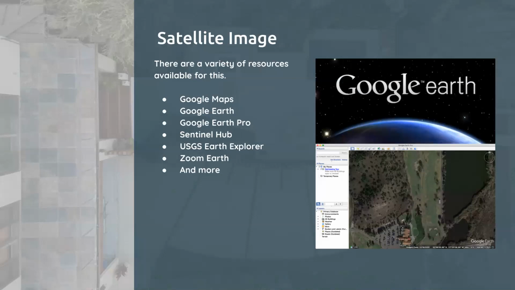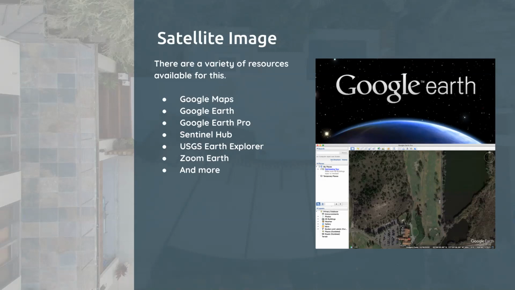So there are a few sources for satellite imagery. And here's just a few that I found. These are all free sources from what I gather. But the one that I like best is probably Google Earth or Google Earth Pro. It has a lot of capabilities, and it's free for everyone to use, and it's super intuitive and easy to use.